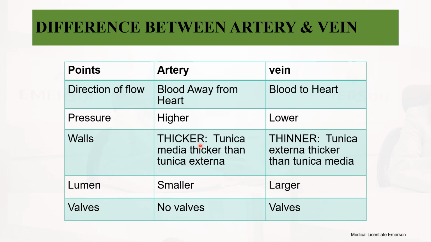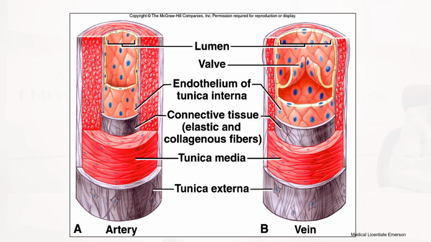Then in terms of the walls, in the arteries we have the tunica media, which is thicker than the tunica externa. In the veins, we have the tunica externa, which is thicker than the tunica media. Okay, then the lumen, we find that the lumen is smaller in arteries and larger in veins. Then valves, you have no valves in arteries, but you have valves in veins. So these are some of the differences between arteries and veins.